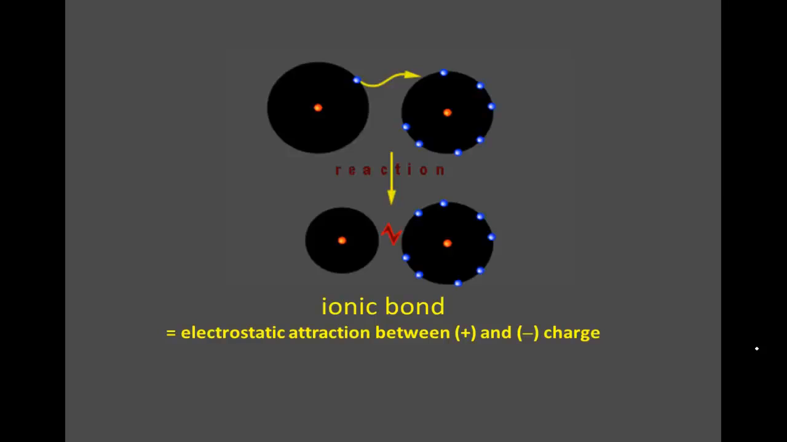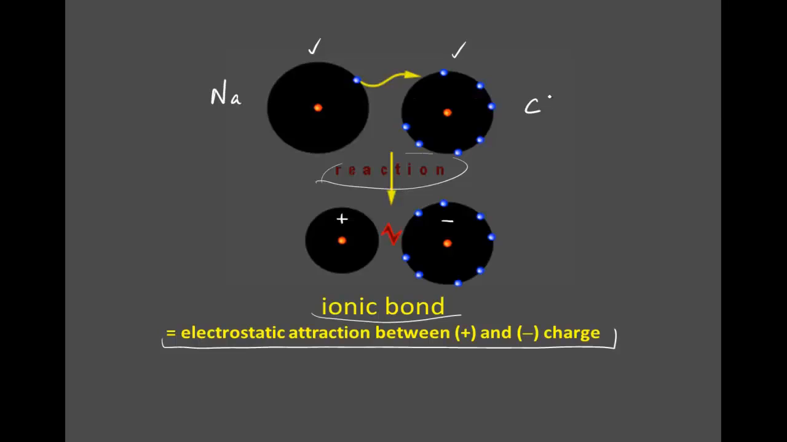So here we have a metal reacting with a nonmetal. The transfer of the electron, the reaction, results in a positive ion and a negative ion. So the ionic bond is simply the electrostatic attraction between the positive and negative charge that the ions have. So you could call this a sodium atom and this a chlorine atom, and once the sodium loses an electron, it becomes Na+, and the chlorine gains that electron and becomes Cl-.